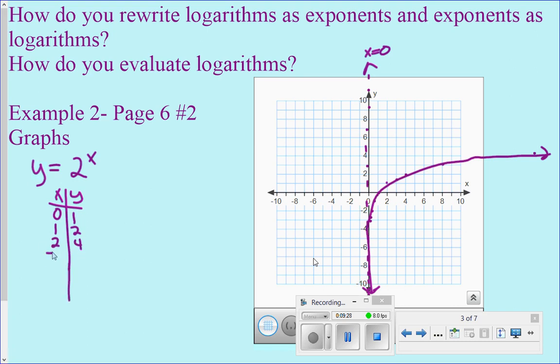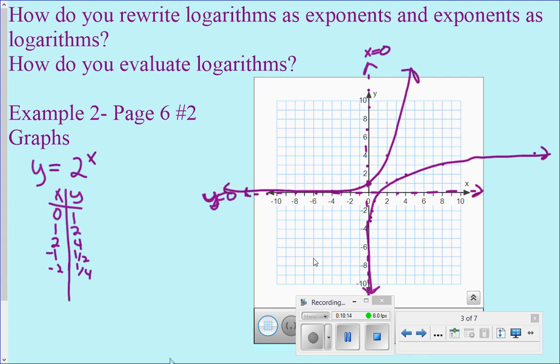Hopefully you're following me here. This should be pretty quick. Negative 1, 2 to the negative 1 is 1/2, 1 over 2. Negative 2, 2 to the negative 2 is 1 over 2 squared, which is 1/4. So I'm going to just plot those. 0, 1 right there, 1, 2 right there, 2, 4 there, negative 1, 1/2 there, and negative 2, 1/4 there. And I know if I kept going, it would just get closer and closer to the x-axis, which means there is definitely a horizontal asymptote at y equals 0, the x-axis. So I'm going to make my curve increasing exponential.